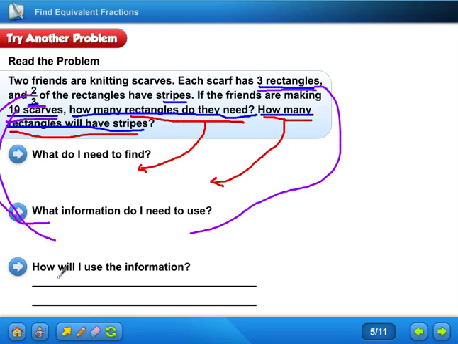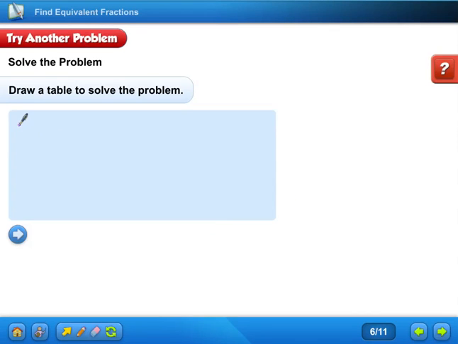I will make a table to find the fractions of the rectangles with stripes for the different number of scarves. I'm going to make a table. All right. Let's go to the next page. I'm going to draw my table.